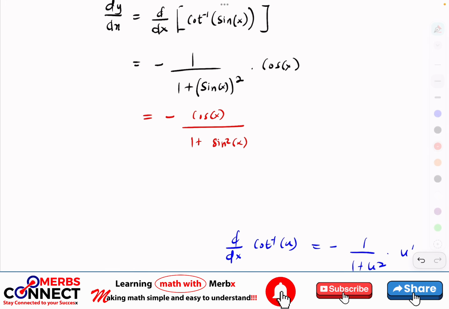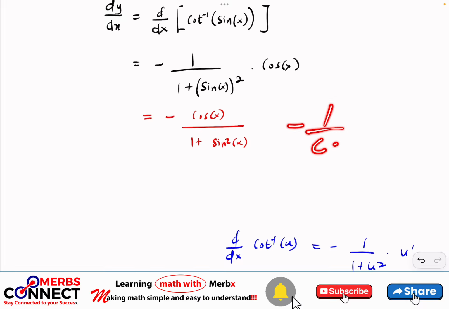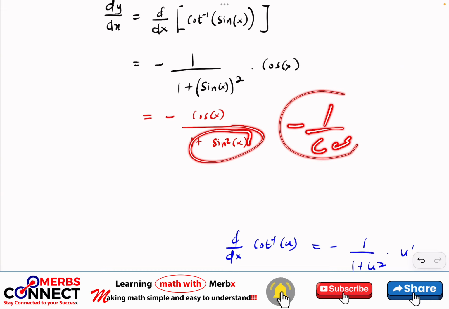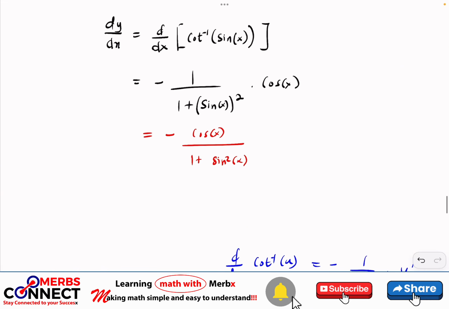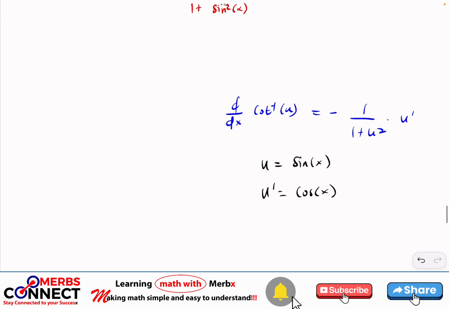Now this, we cannot use a trig identity. If this one was 1 minus sine squared, then we can see that this is the same as cos squared. Then we can cancel so that we get minus 1 over cos. But we cannot use the trig identity for this here. So this is what we are going to get for question 3.